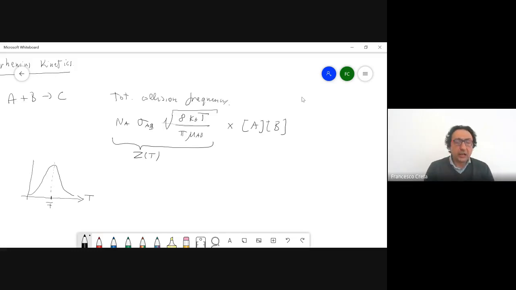Okay. Now, this is the total collision frequency, but we said that only effective collisions, collisions that have an energy which is larger than what we called an activation energy, will end up actually reacting through this process, A plus B giving C. Only those that have energies larger than a threshold energy. So how do you find this fraction? Well, simply you integrate the probability distribution function. So essentially you integrate between 0 and a certain temperature, and eventually what you have is the so-called cumulative distribution function.